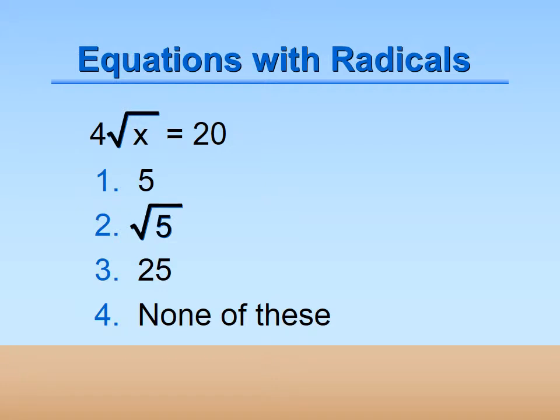All right, let's go ahead and practice. Go ahead and try this one and see what you get. All right, you should have gotten 25, because the first thing you would do is divide by 4. So you would get the square root of x equals 5, and then you square both sides, and 5 squared is 25, which is choice number 3.